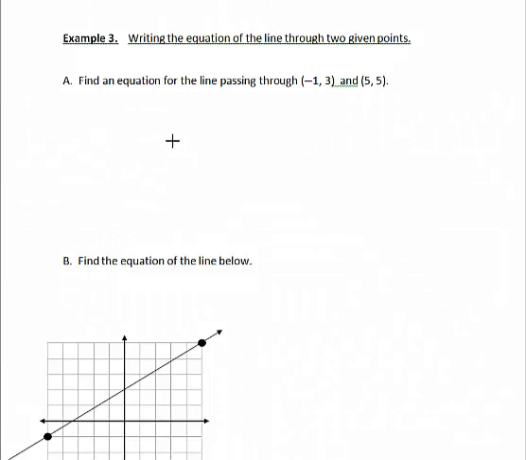Example 3. I'm given the same situation that I worked through on the previous page. I'm given 2 points. I don't know the slope, and neither one of these points are the y-intercept because the x's are not 0 for either one. And so my first step is to figure out what my slope is. I calculate the difference of the y's, and I divide that by the difference of the x's.